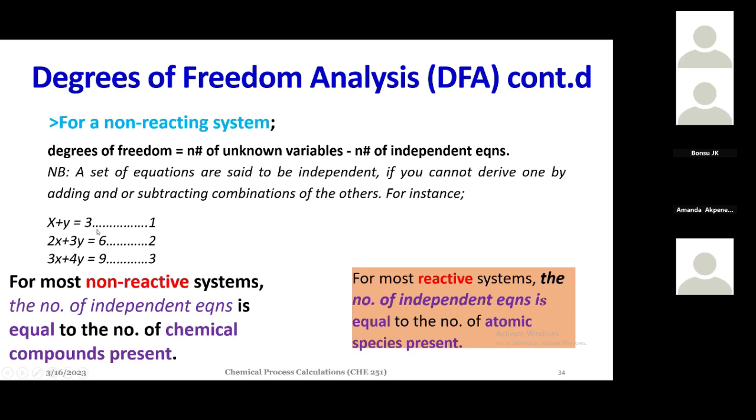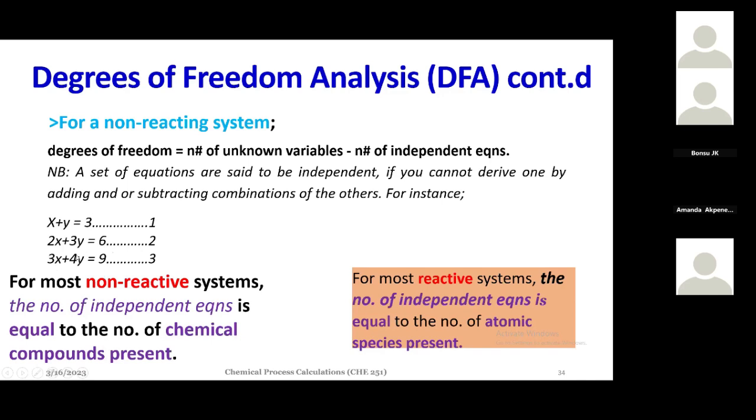For instance, when I have these two equations here, how do I know that these equations are dependent or independent? The first equation is x plus y equals 3. And then our second equation is 2x plus 3y equals 6. Our third equation is 3x plus 4y equals 9. Now, when I sum equation 1 and equation 2, I will end up getting 3x plus 4y equals 9, which becomes my equation 3.